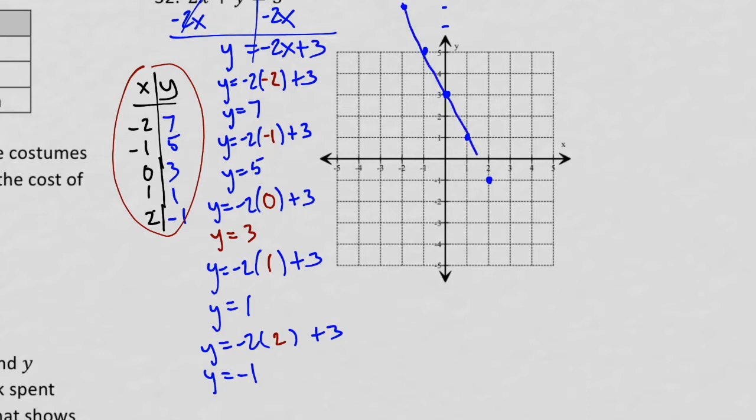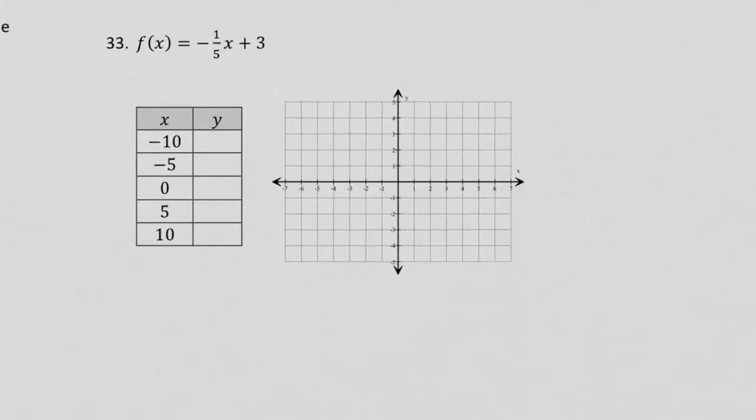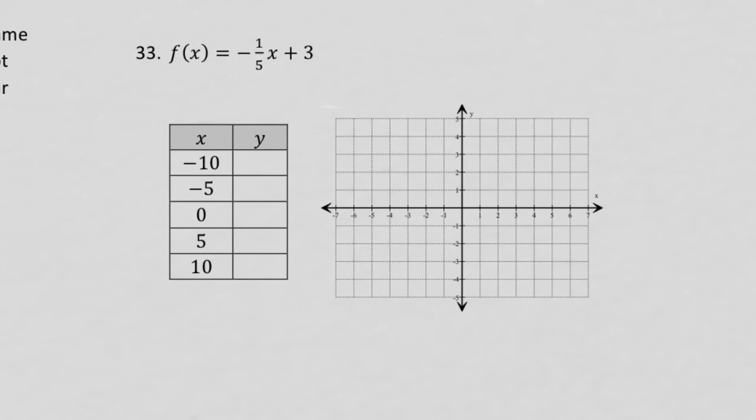You always connect functions. If they don't tell you that there's a certain domain you have to use, just connect them together. It's going to be continuous. And you're done. Alright, let's do the same thing with number 33. They already started a table for me, which is great. All I have to do is just plug them in.